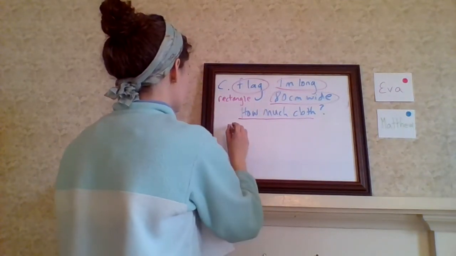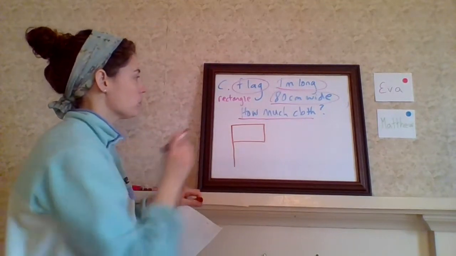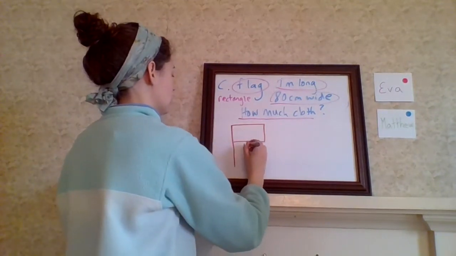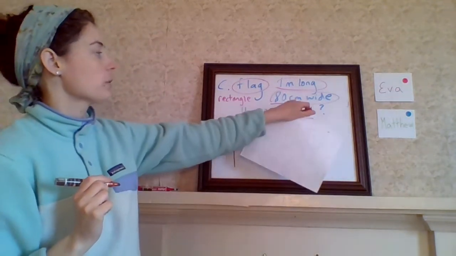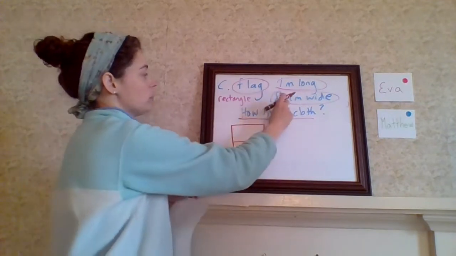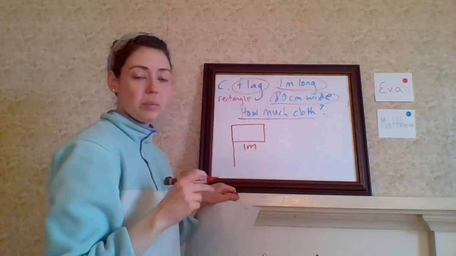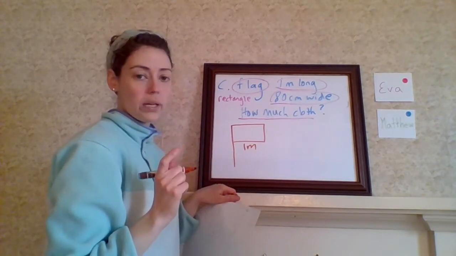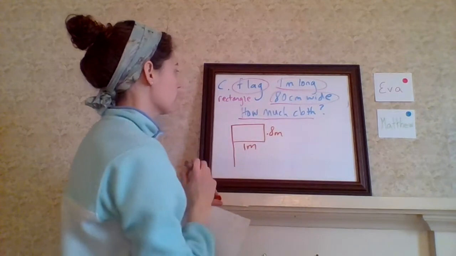Our beautiful flag. Okay. Now it is 1 meter long and then 80 centimeters wide. And we have the same problem here where we're using centimeters and meters. So let's convert these to meters, and we'll move our decimal 2 spots because it takes 100 centimeters to make 1 meter, and we don't quite have a whole meter. So this is going to be 0.8 meters.